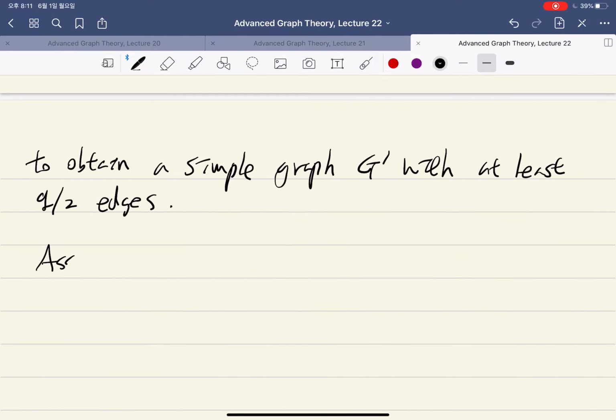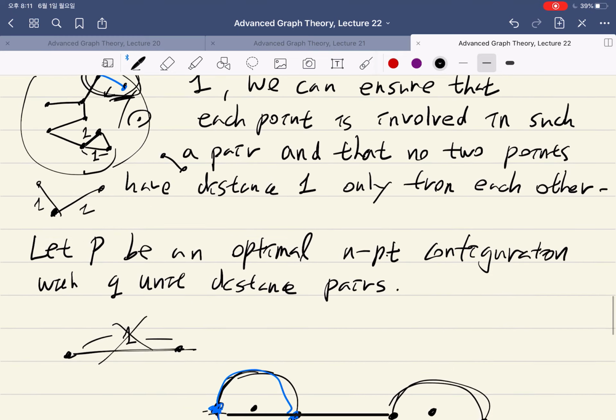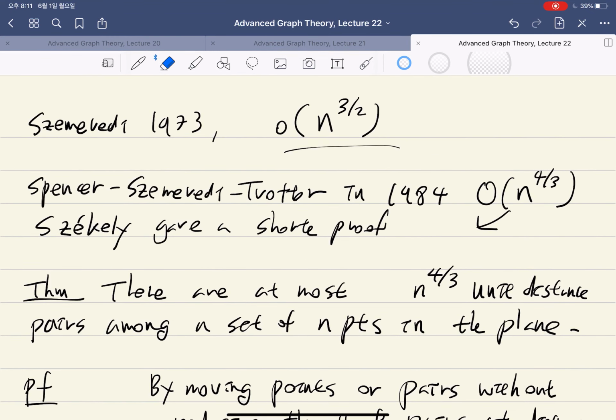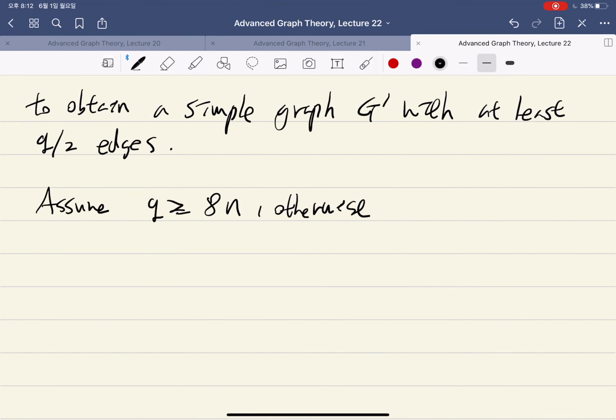So we can assume that Q is at least say A times n to the four thirds. Otherwise, the bound already holds. Let's say this bound that we want to prove is A times n to the four thirds. Otherwise, the bound already holds.